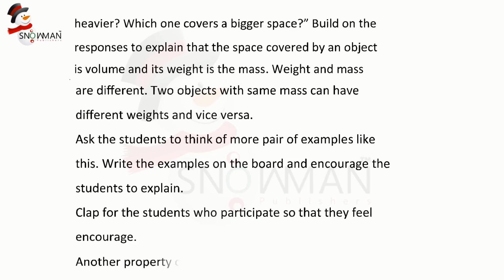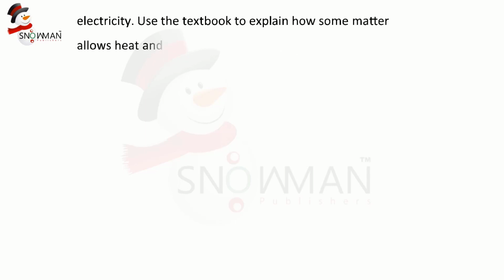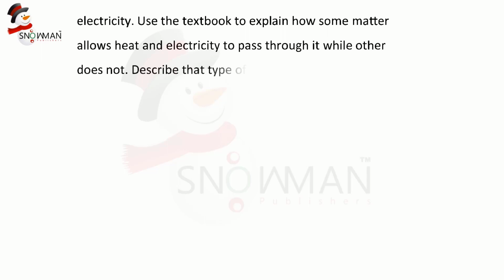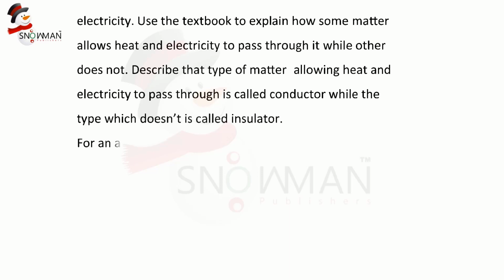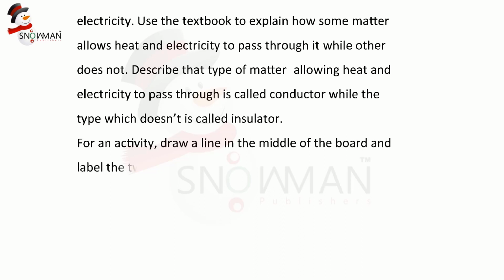Another property of matter is conducting heat and electricity. Use the textbook to explain how some matter allows heat and electricity to pass through it while other does not. Describe that the type of matter allowing heat and electricity to pass through is called conductor, while the type which doesn't is called insulator.